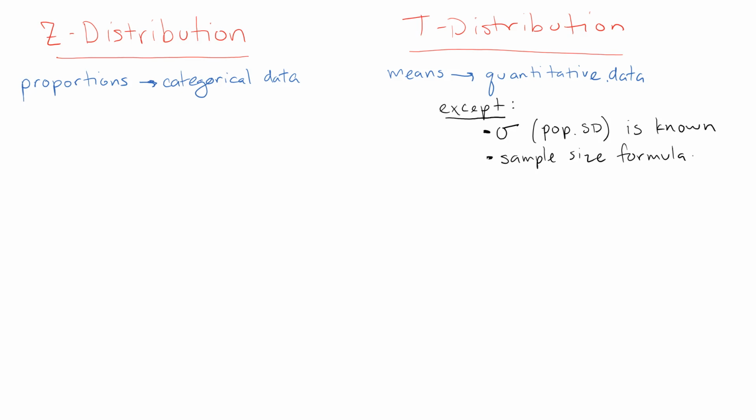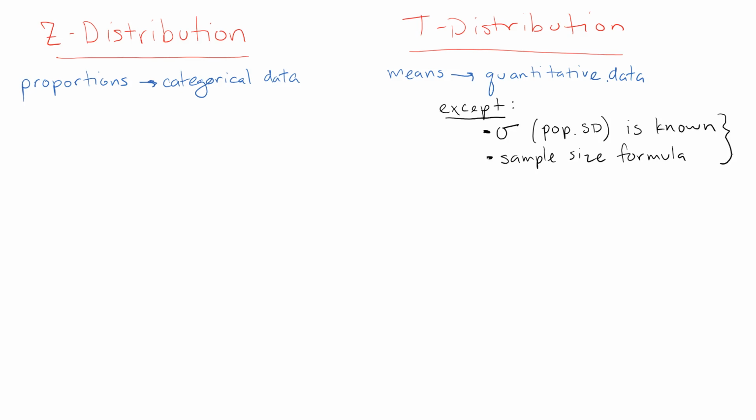So this will almost never arise when we use the z, because we're often trying to figure out, what is the population mean? Or is this true about the population mean? So how could we actually know the population standard deviation, if we don't know the population mean? To calculate it, you need the population mean. So this is a rare case when the standard deviation is known. Right? The sample size formula, we will be using it.